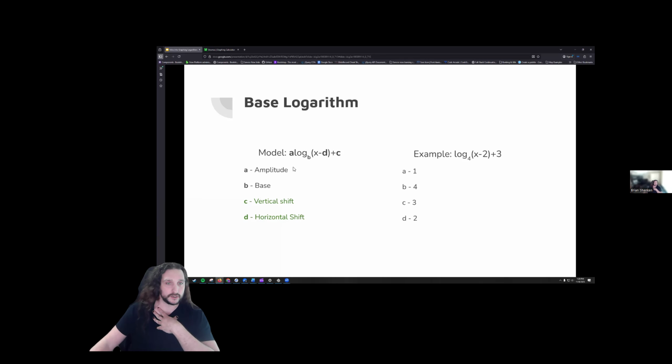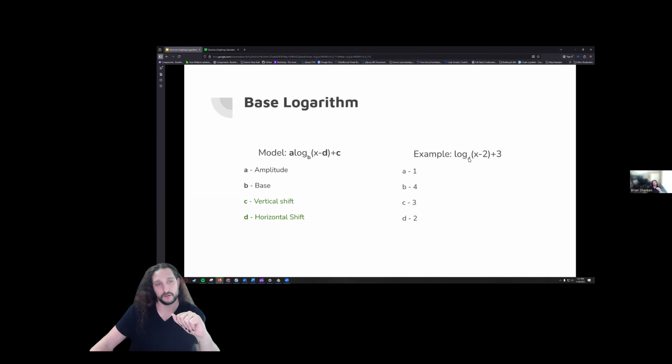So in this example here, we've got log base 4 of x minus 2, plus 3. And our a is going to be 1, because if you don't have a number there, it's always going to be 1. So right there, we have a as 1, and we're going to keep a as 1 for our class. We're going to just keep our logarithms with that leading value of 1. When we get to pre-cal, we can start looking at different amplitudes, but for our class, we're going to stick with a equals 1.